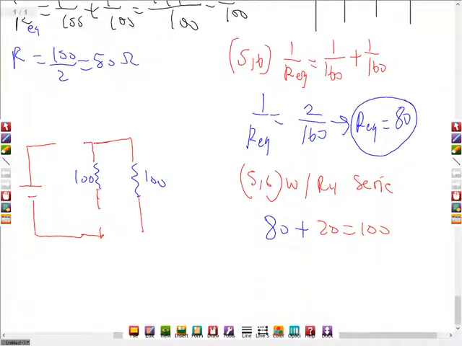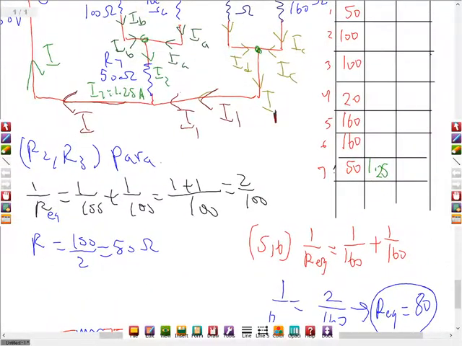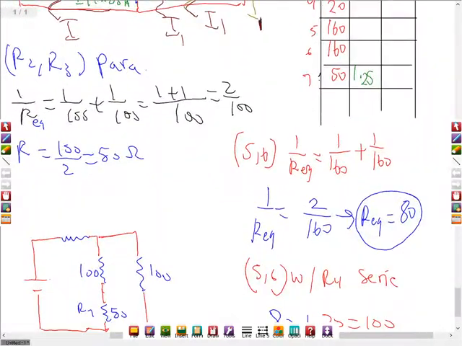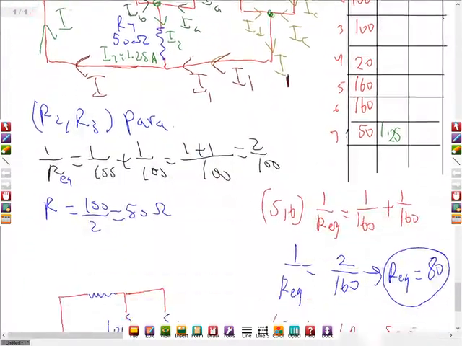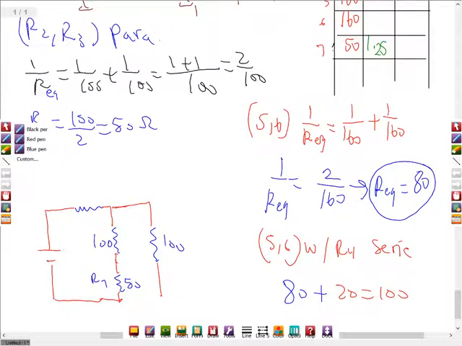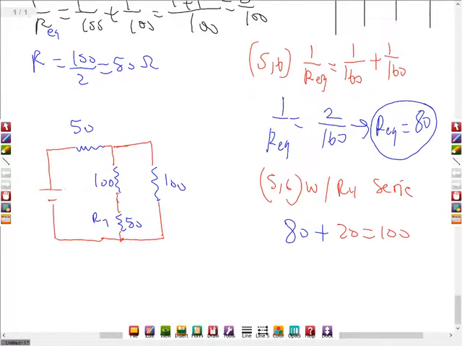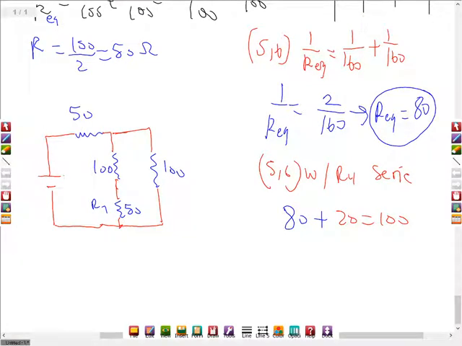50. R7, this is still R7, which is 50. And this is this guy, which is R1, which is 50. Okay. Now, these two, this and this, in parallel series, right? Which is 150.